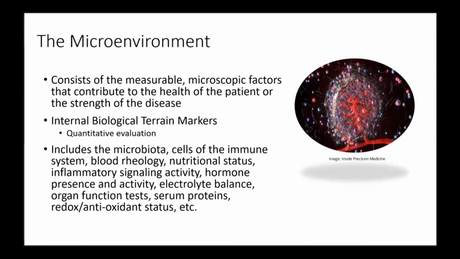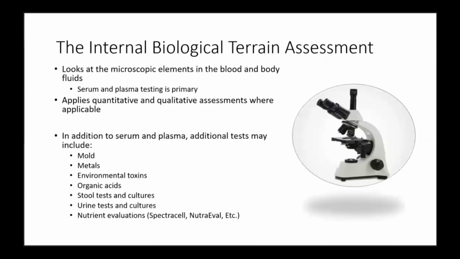It includes the immune system, the cells there, the rheology of the blood, sort of the viscosity of it, the coagulation factors, the nutritional status, inflammatory signaling, hormone presence and activity, the balance of electrolytes, organ function, serum proteins, redox antioxidant status, like glutathione status, things like that, organic acids. All of that is part of this microenvironment that we're talking about, okay? And so the internal biological terrain assessment really looks at the microscopic elements in the body, right?